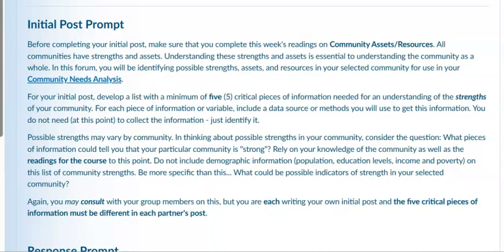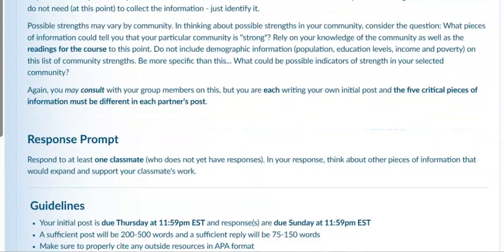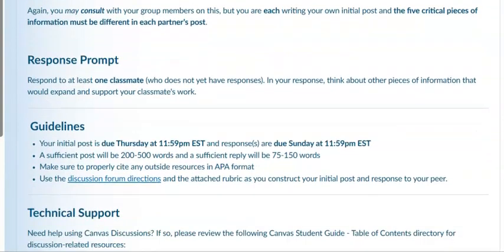Again, you may consult with your group members on this, but you are each writing your own initial post and each giving 5 critical pieces of information that should be different for each one of you. So you are also going to respond to one of your classmates, and in your response, think about other pieces of information that would expand and support your classmates' work. As always, your initial post is due by Thursday, your response is due by Sunday.